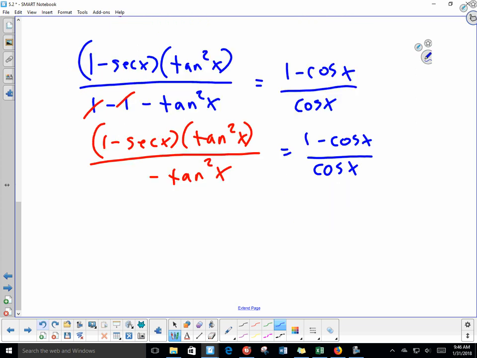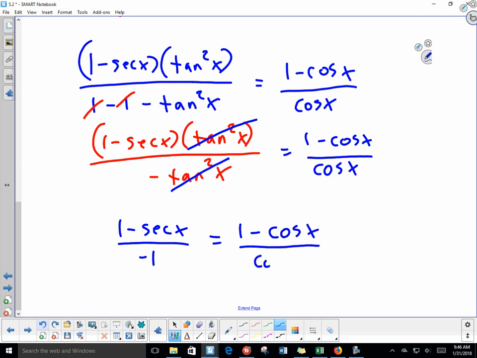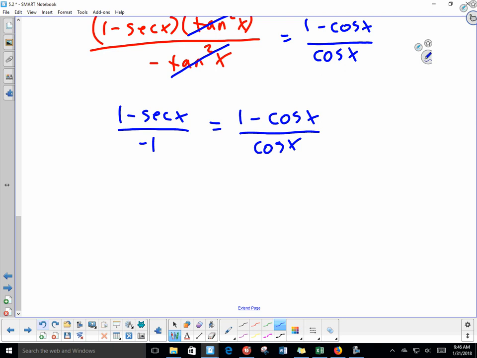I think that we can divide out this tangent squared with this tangent squared. And so that's really going to give us 1 minus secant x over negative 1. And we're trying to show that's equal to 1 minus cosine x over cosine x. And if it's 1 minus secant over negative 1, wouldn't that be the same as just secant x minus 1, right? Because 1 over negative 1 is a negative 1. Negative secant over negative 1 is going to be positive secant. So we're trying to show that's equal to 1 minus cosine x over cosine x.